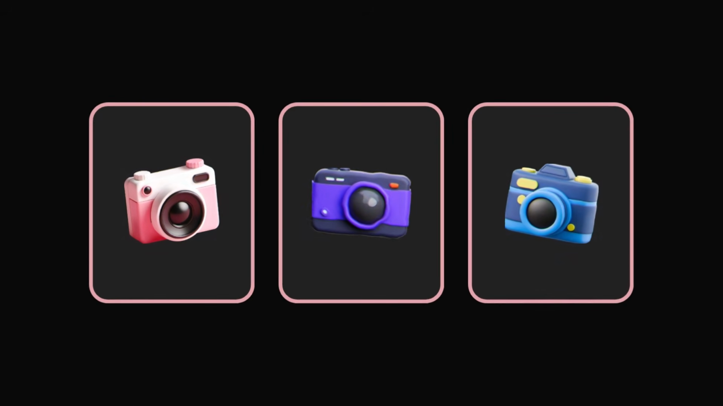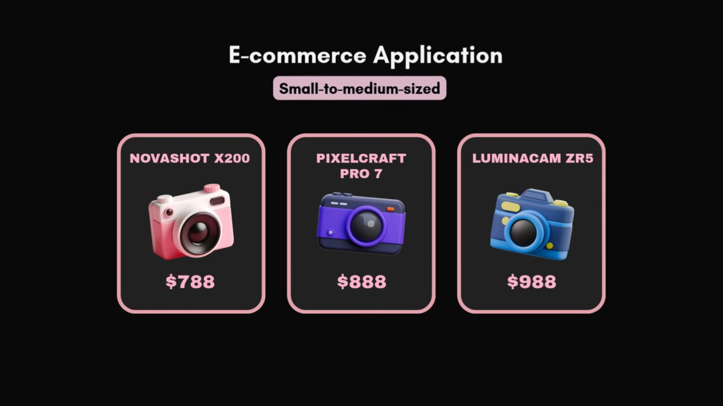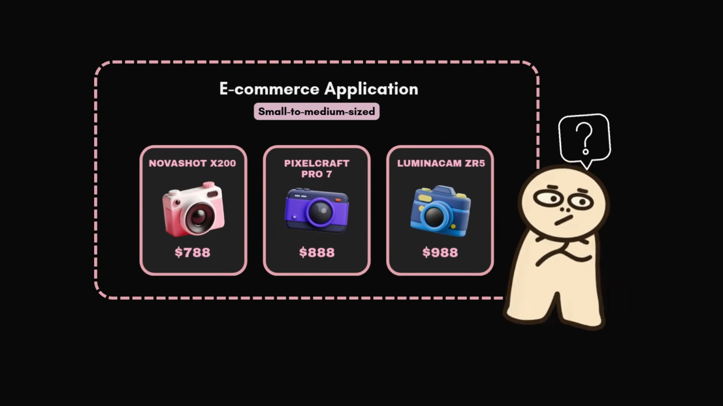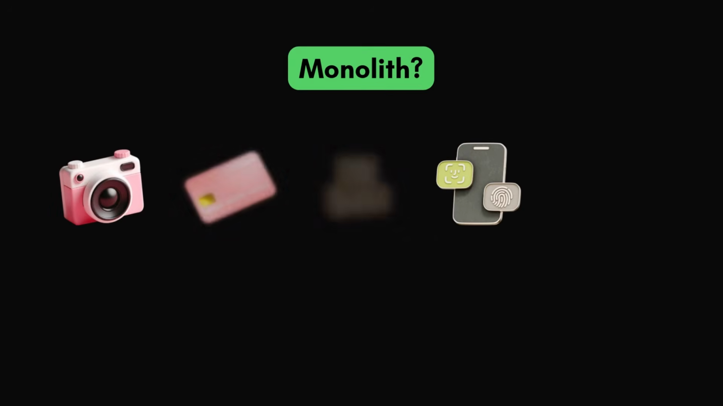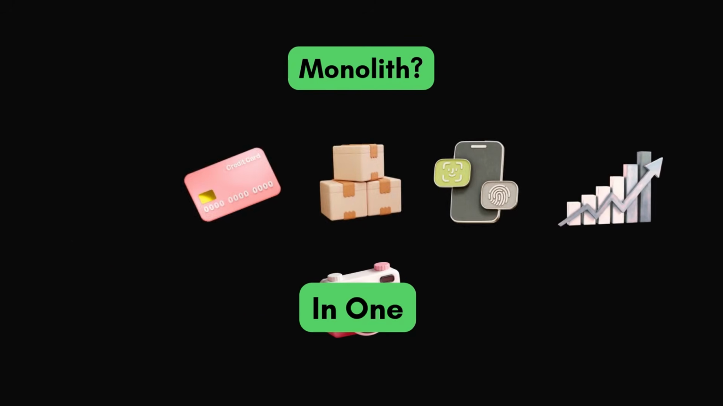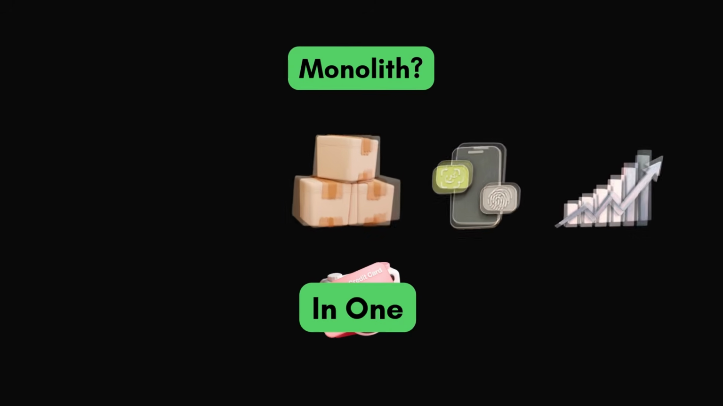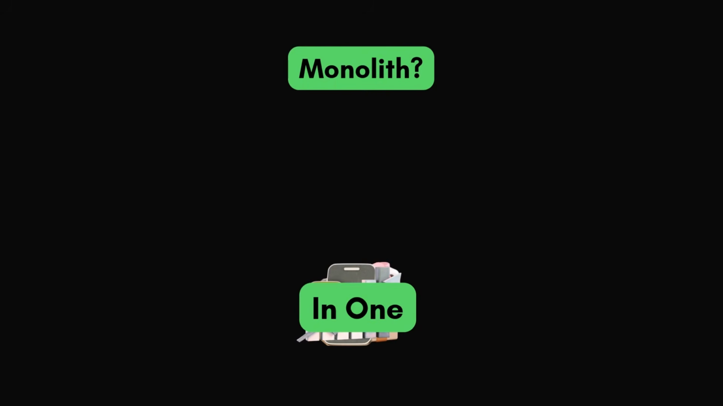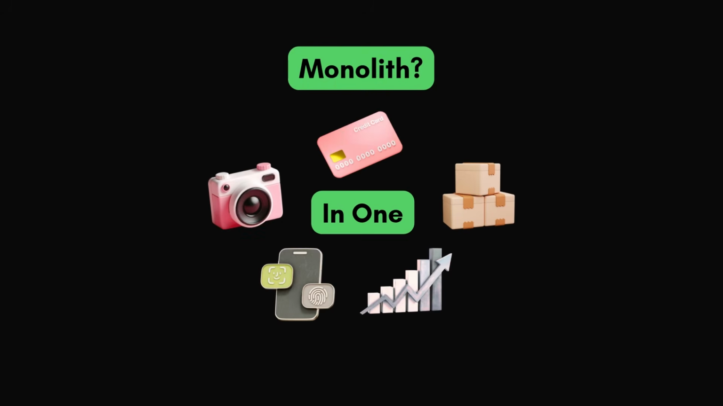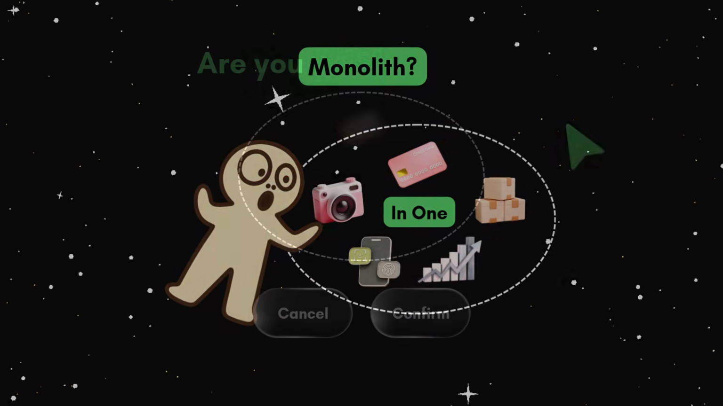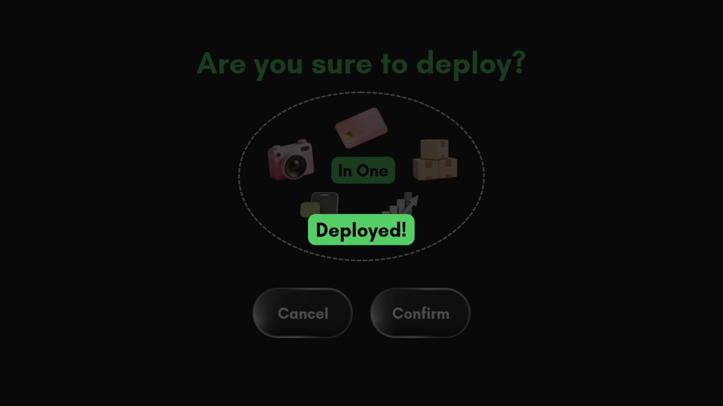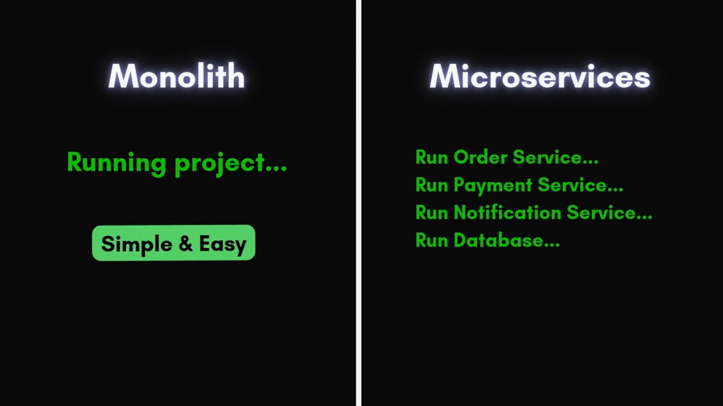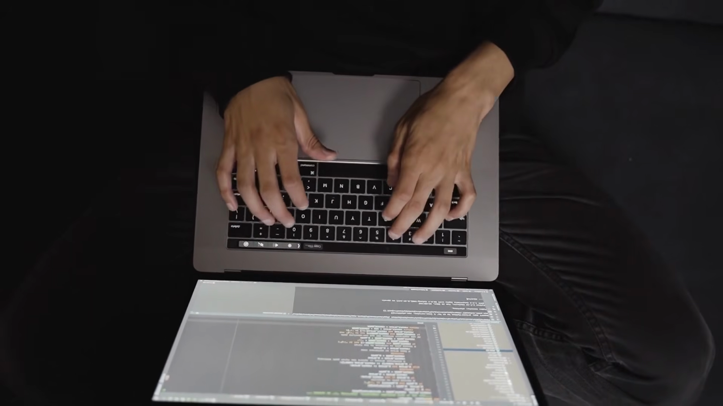Imagine we are building a small to medium-sized e-commerce application. Now we need to make an important decision. Should we use a monolith? In a monolith, everything lives inside one application. The product system, payment system, inventory, authentication, admin dashboard, everything together. The biggest advantage? Simpler development and deployment. One project, one deployment pipeline, easier debugging, faster development for smaller teams.